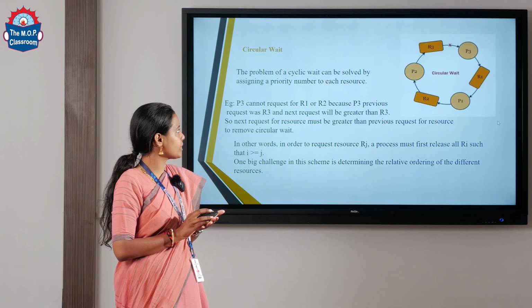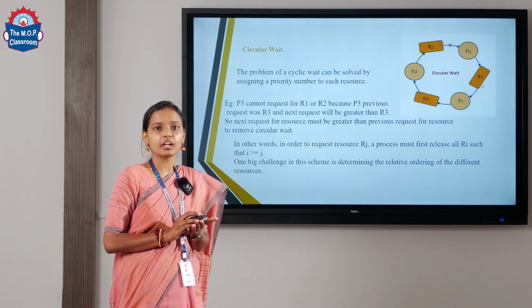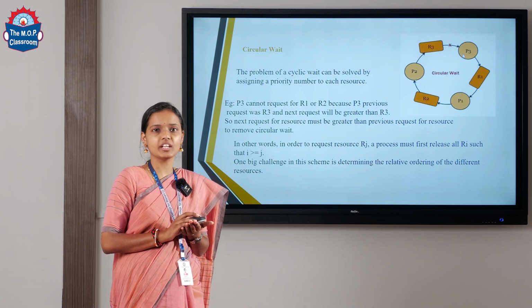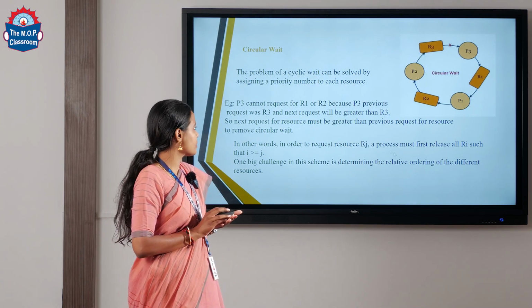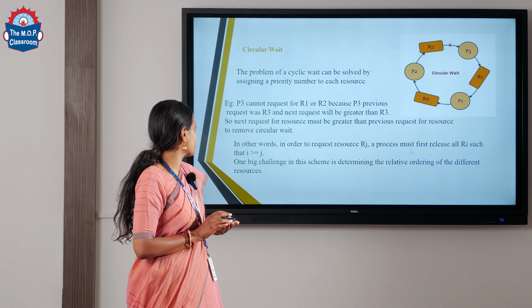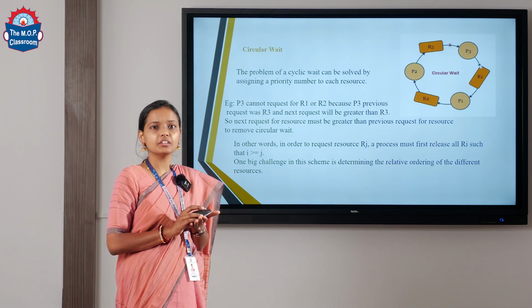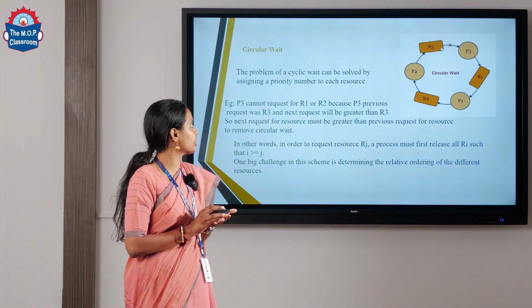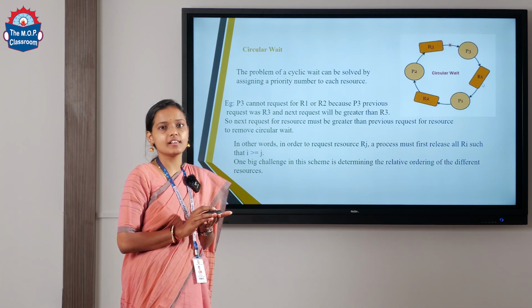So it cannot request a resource which is lesser than that value. Here the value is 3, and here the value of the resource is 1. So it cannot request a resource lesser than the resource which it was holding previously. It should strictly follow the increasing or the decreasing order. A process must first release all Ri such that i is greater than or equal to j. Now say for example, the process P3 needs R1 for its execution, then what it has to do is release this particular resource and then it can acquire the resource which is lesser than it.